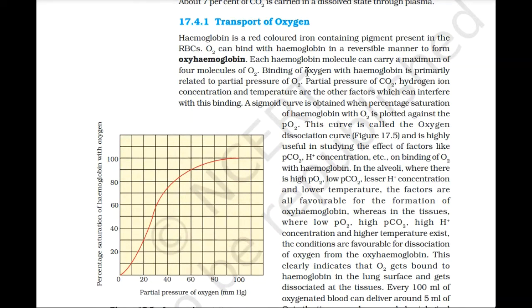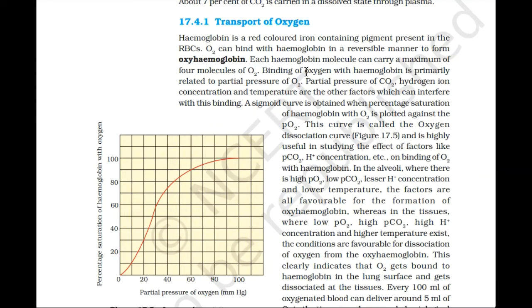Transport of oxygen. Hemoglobin is a red-colored iron-containing pigment present in the RBCs. Oxygen can bind with hemoglobin in a reversible manner to form oxyhemoglobin. Each hemoglobin molecule can carry a maximum of 4 molecules of O2. Binding of oxygen with hemoglobin is primarily related to partial pressure of O2. Partial pressure of CO2, hydrogen ion concentration, and temperature are the other factors which can interfere with this binding.